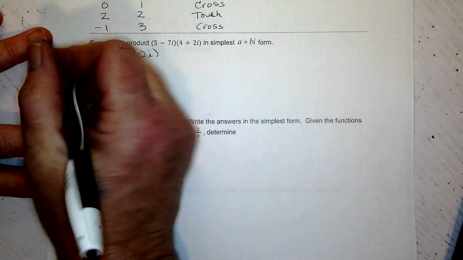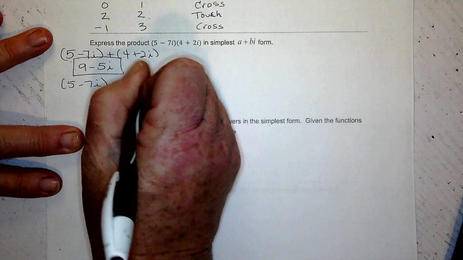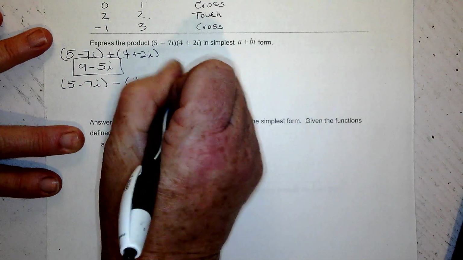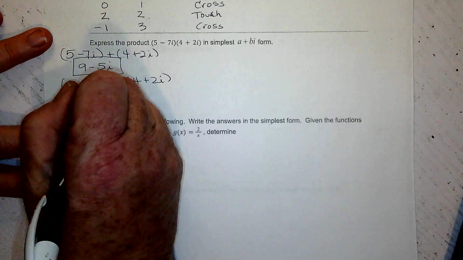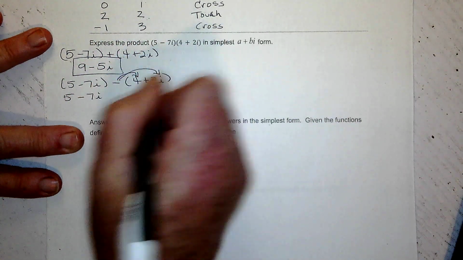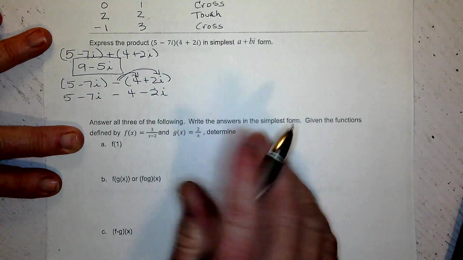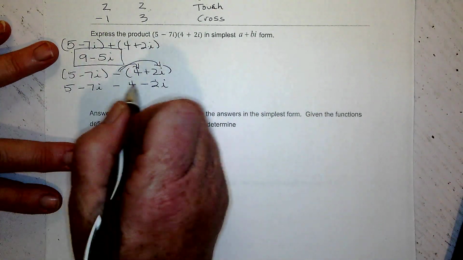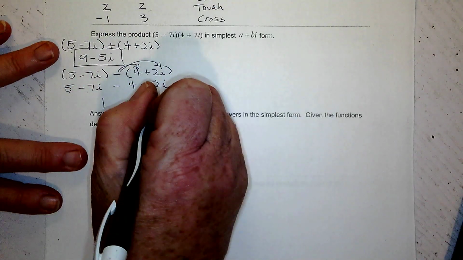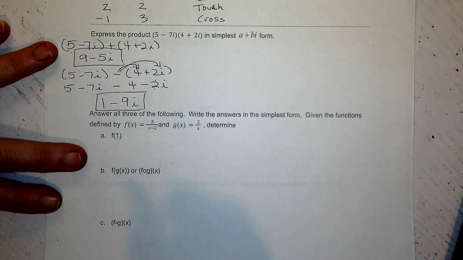Let's subtract them. 5 minus 7i minus 4 plus 2i. The parenthesis goes away over here, and this one can't go away till you distribute that negative. Negative 4 minus 2i. Okay? 5 minus 4 is 1. Negative 7 minus 2 is negative 9i. And there's the a plus bi format.